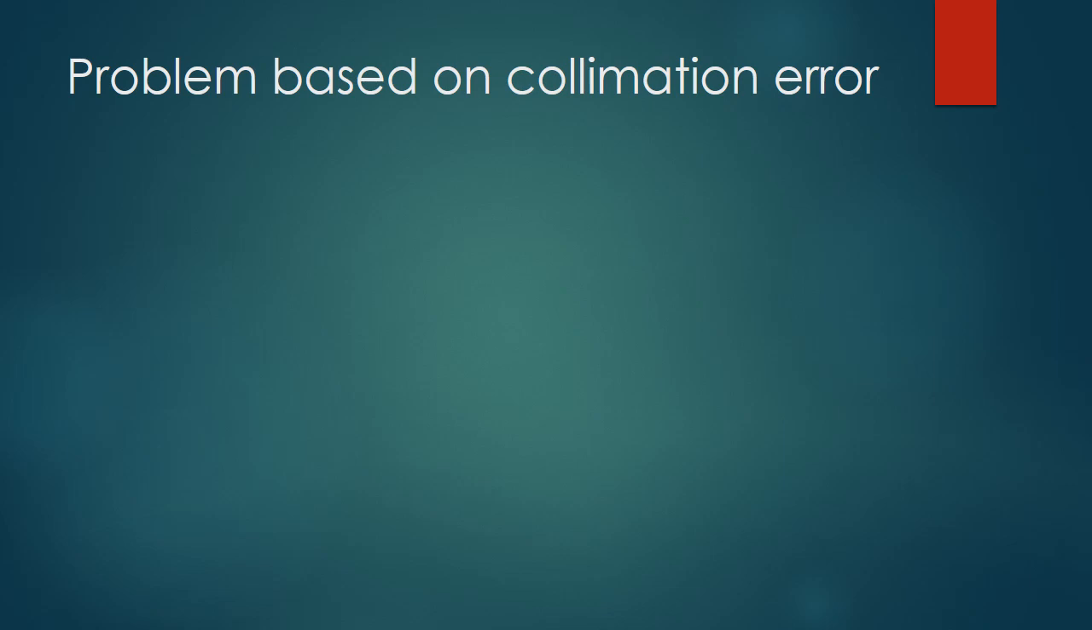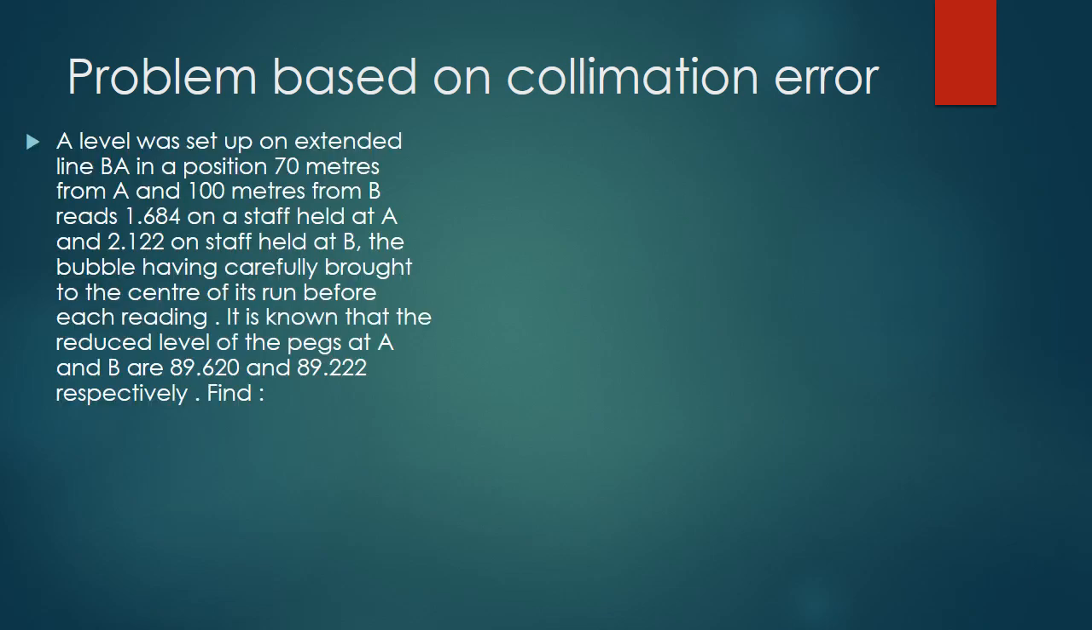Problem based on collimation error. Let us see a problem which is based on collimation error. A level was set up on extended line BA in a position 70 meters from A and 100 meters from B, reads 1.684 on the staff held at A and 2.122 on staff held at B. The bubble having been carefully brought to the center of its run before each reading.